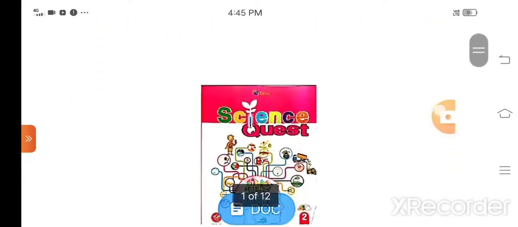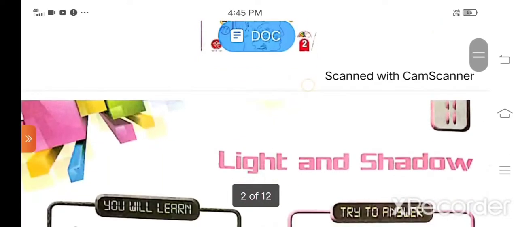This is your class second science book, Science Quest, and we are reading chapter number 11, Light and Shadow. The first part we have finished. In the first part of the chapter, we have learned about light and shadow, the natural and artificial sources of light, and how a shadow forms. So today in this part of the chapter, we are going to read about the mind map and some question answers.